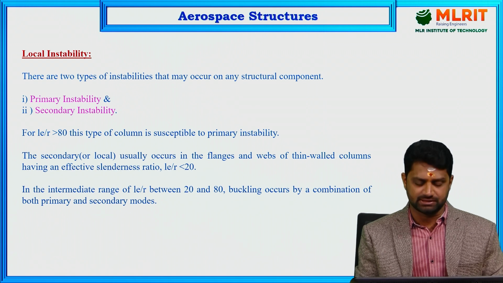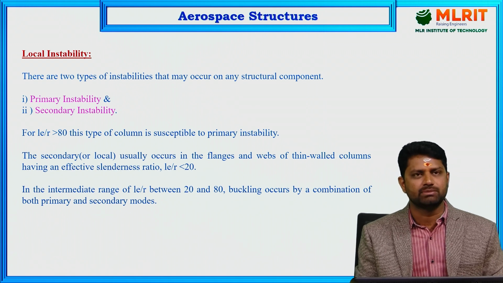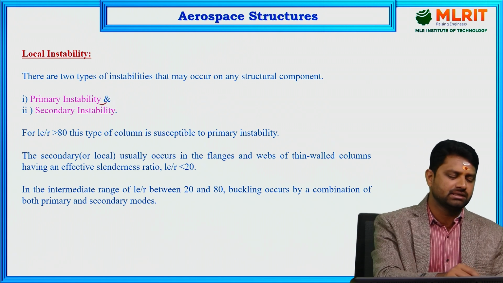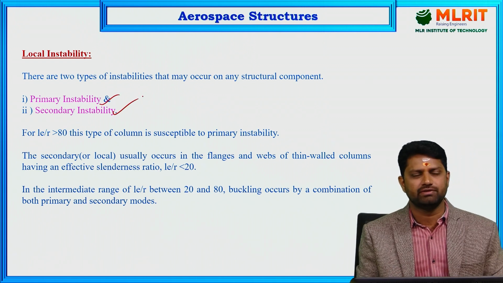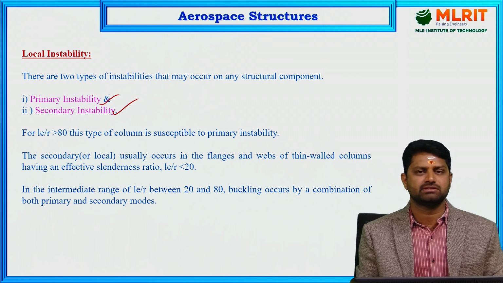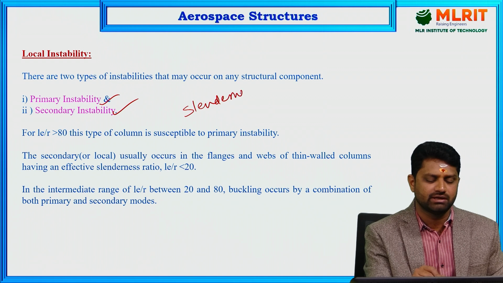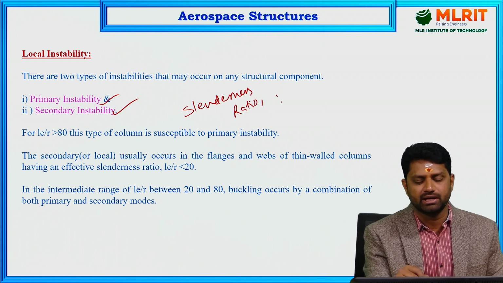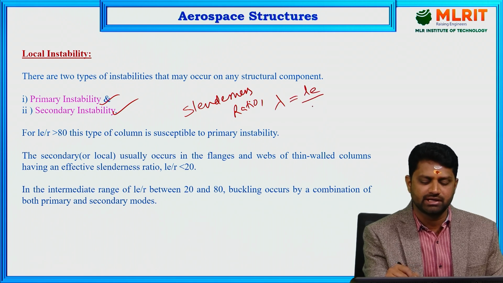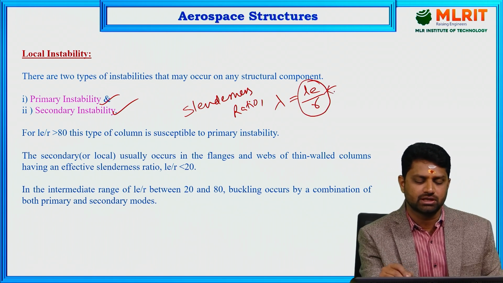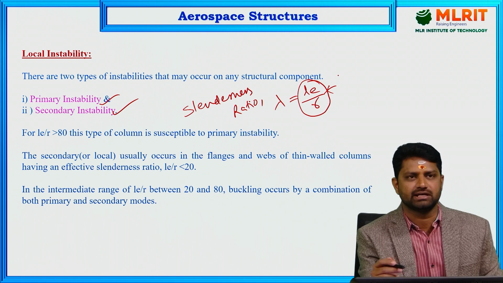So it is important for us to study the instabilities. In local instability, there are two types of instabilities, that is the primary instability and the secondary instability. Usually we study this local instability as primary and secondary by considering the slenderness ratio, which we usually depict by lambda, and it is defined as the equivalent length of the column to the minimum radius of gyration. Okay. So this LE by R ratio is very important to define whether the instability is primary or secondary.